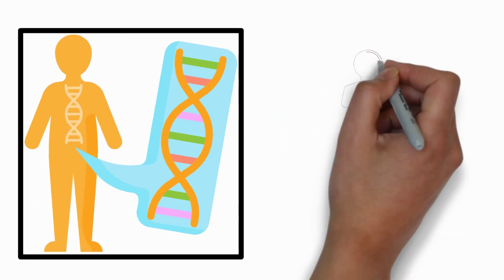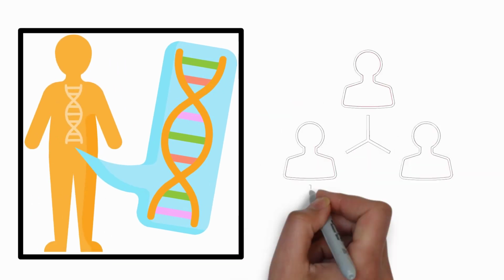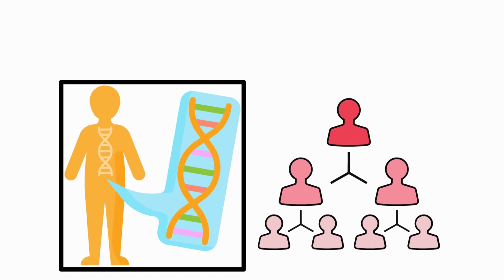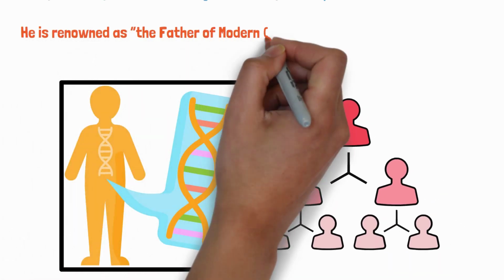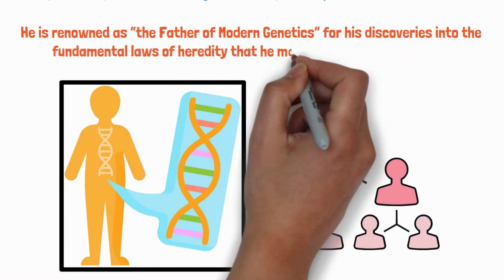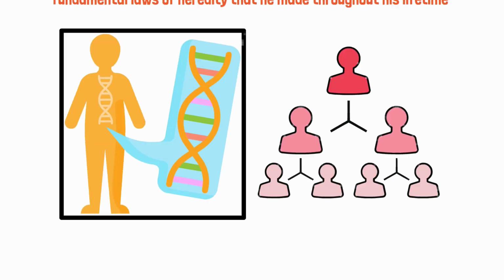As described by the dictionary, it is the process by which qualities are passed down from one generation to the next. He is renowned as the father of modern genetics for his discoveries into the fundamental laws of heredity that he made throughout his lifetime. Gregor Mendel established the law of inheritance.